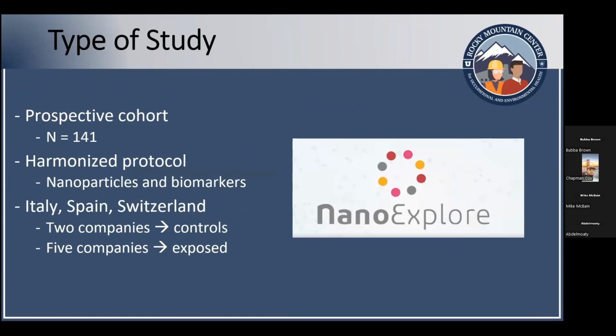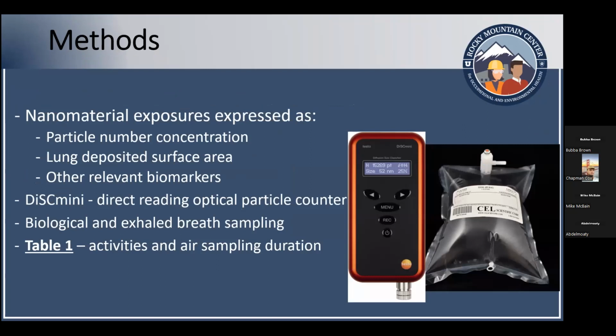It was an international cohort in Switzerland, Spain, and Italy, where there were 5 companies used as the exposed groups, and 2 companies used as the unexposed groups. The way they did this was they contacted these companies that were working with nanomaterials, particularly research and development, like universities, and the companies filled out questionnaires depicting what they were being exposed to, what nanoparticles they were working with.